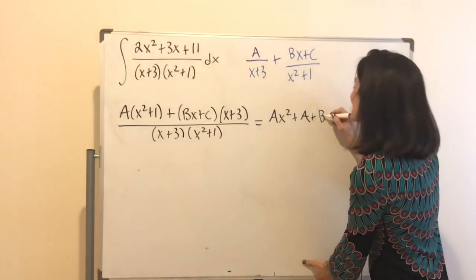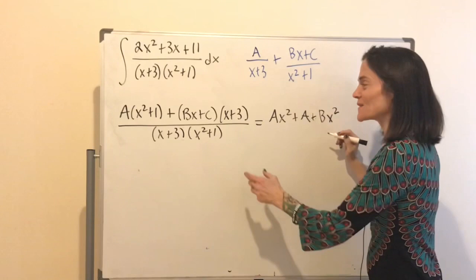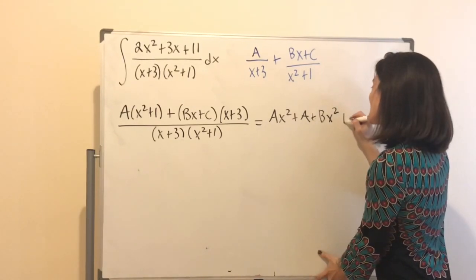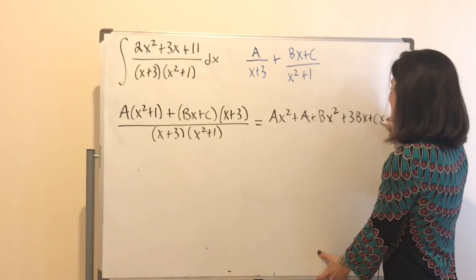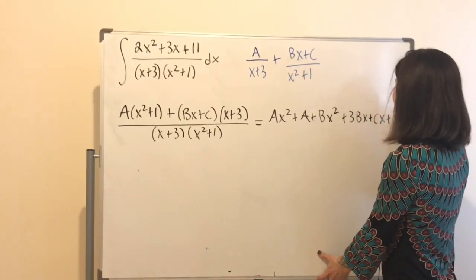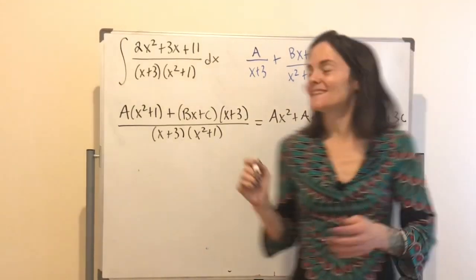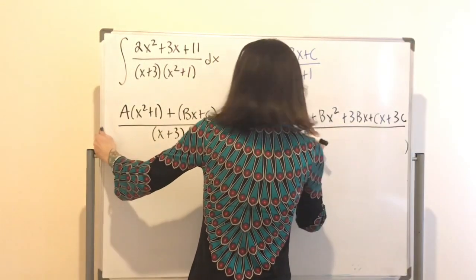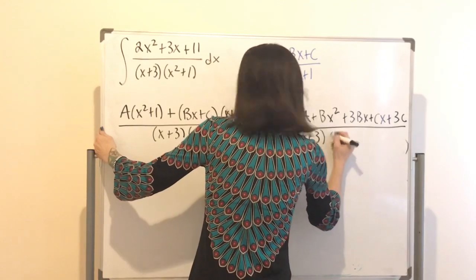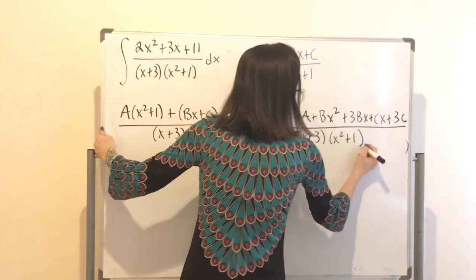We have bx squared. That's first. The outer is a 3bx. Inner is a cx. And last is a 3c. Okay, let's hope that's right. We will find out, right? Then the denominator is x plus 3, x squared plus 1.